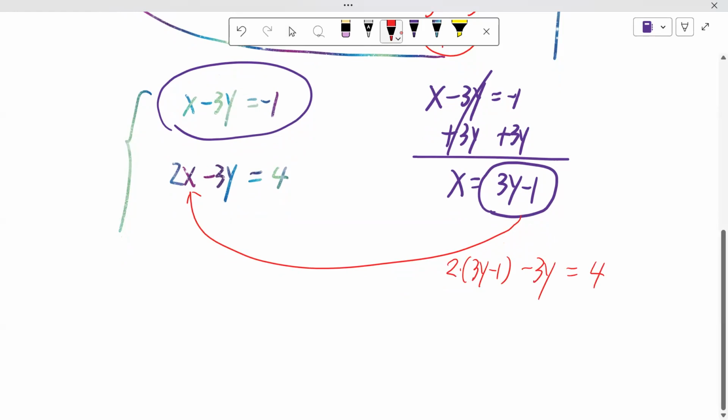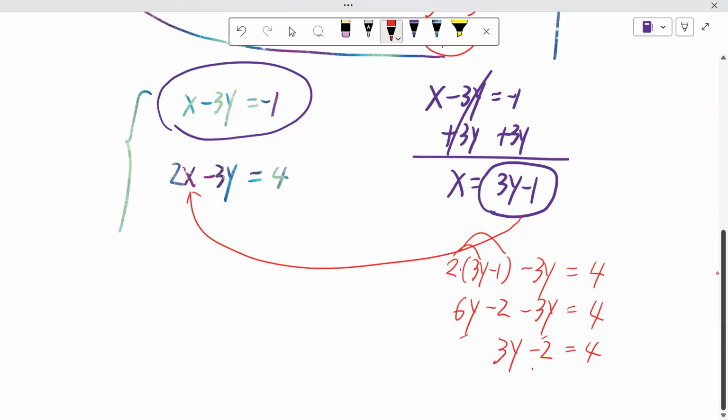And then we distribute. No more x, only y left. So 2 times 3y is 6y. 2 times negative 1 is negative 2, minus 3y. That is equal to 4. Now combine like terms, right? 6y minus 3y, that's 3y minus 2 equal to 4.